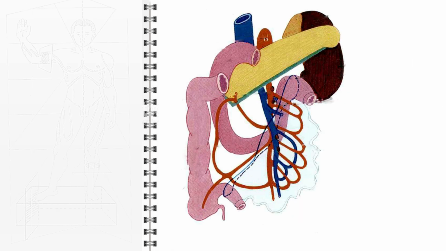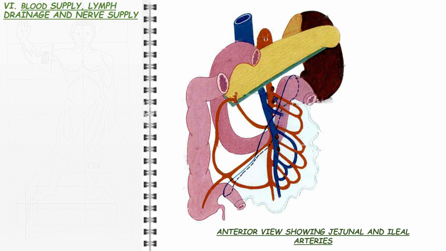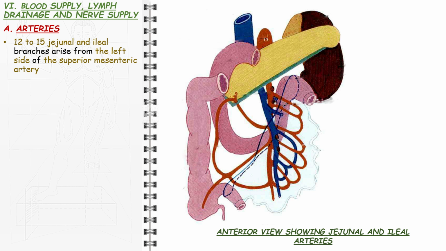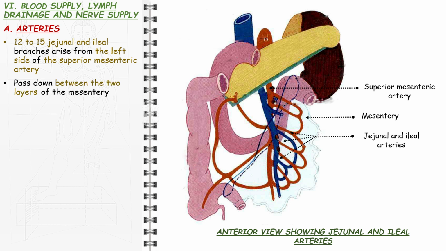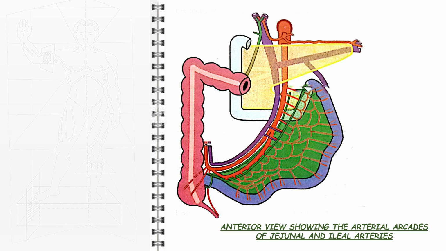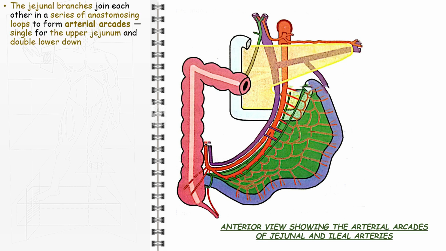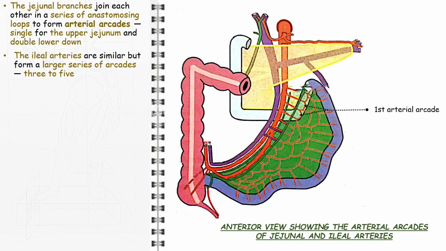Let's now have a look at how this portion of the gastrointestinal tract is supplied and, consequently, how absorbed nutrients join blood circulation. Numerous jejunal and ileal branches arise from the left side of the superior mesenteric artery and enter the mesentery by passing between the two layers of the root. The jejunal branches join each other in a series of anastomosing loops to form arterial arcades, single for the upper jejunum and double lower down. From the arcades, straight arteries pass to the mesenteric border of the gut.